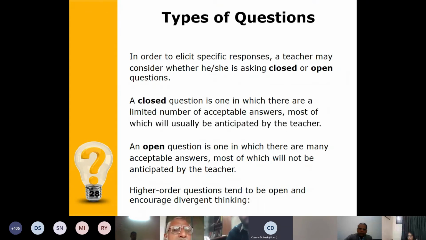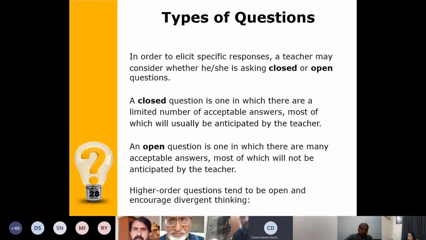Types of questions, closed or open, हमने बात की है. Closed questions are no good. They have one correct answer. Open-end questions are questions that have multiple correct responses. Or higher order questions tend to be open and encourage divergent thinking.